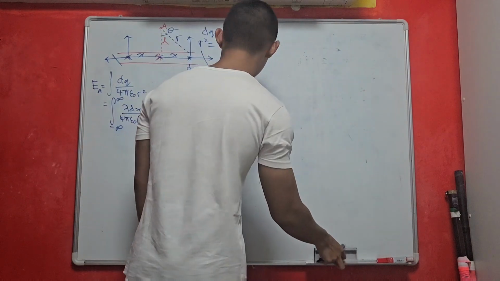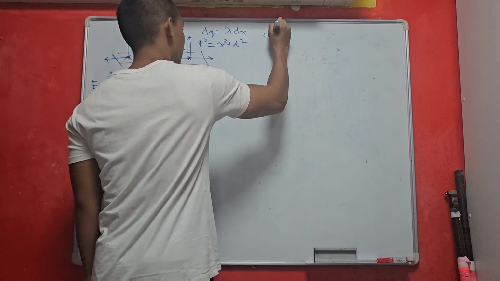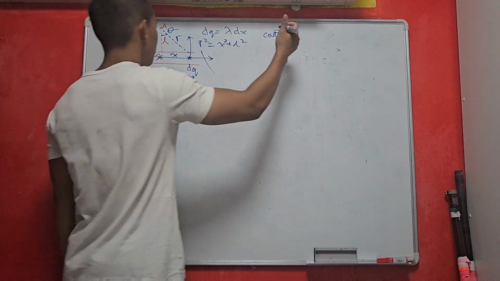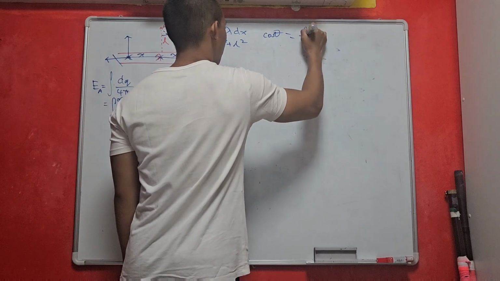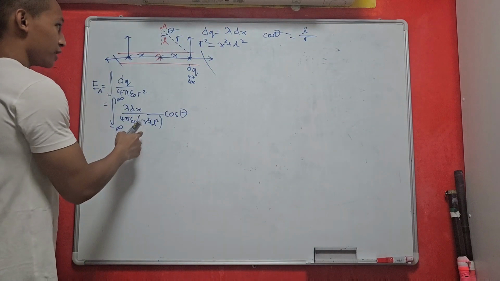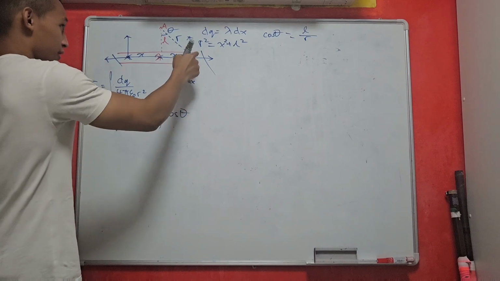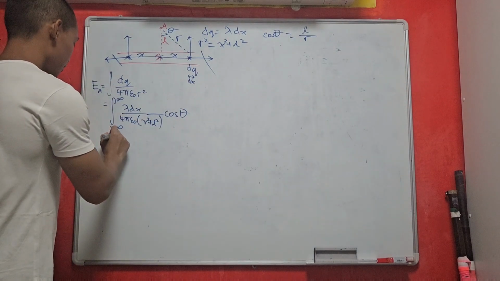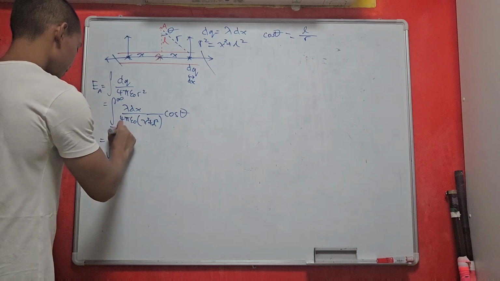Apart from this, we can also substitute cosine theta to be in terms of something else. So cosine theta is equal to L over R. And you also know that x squared plus L squared is equal to R squared. So let's just continue substituting this.